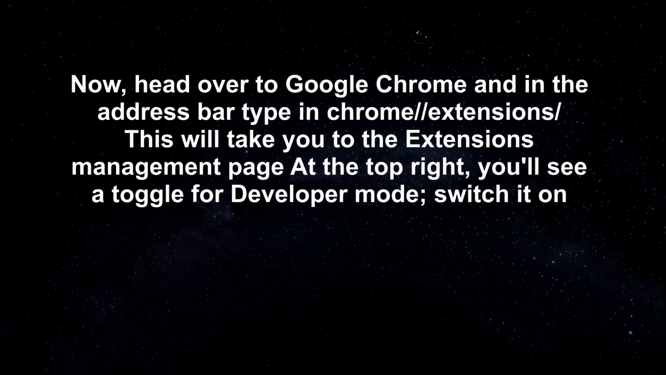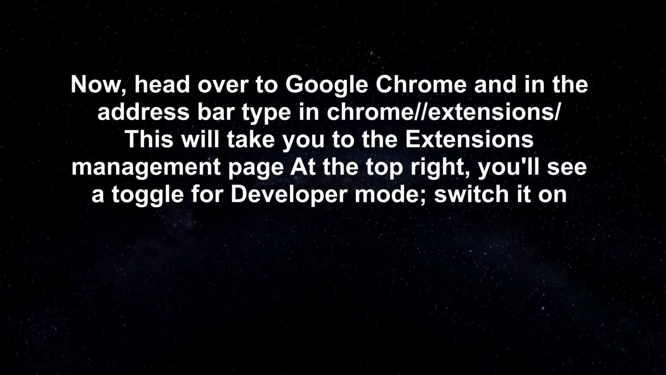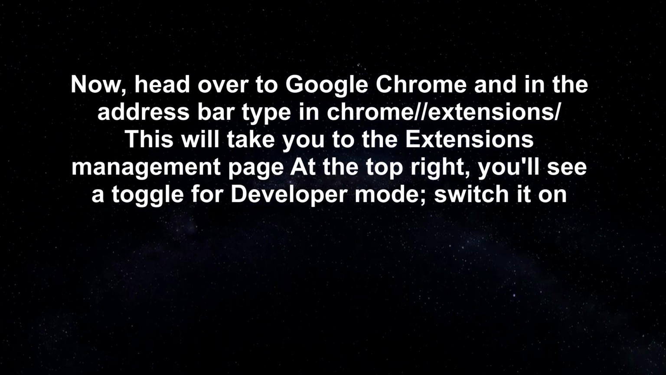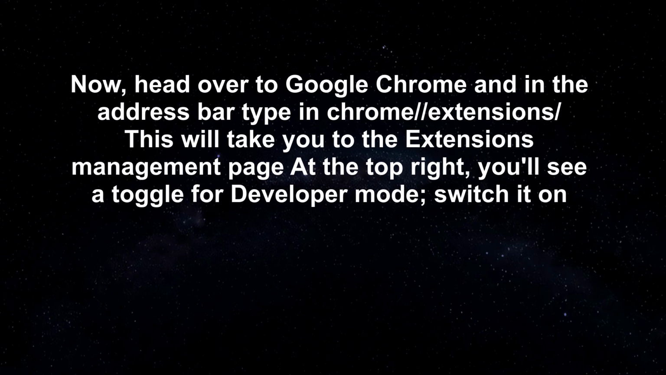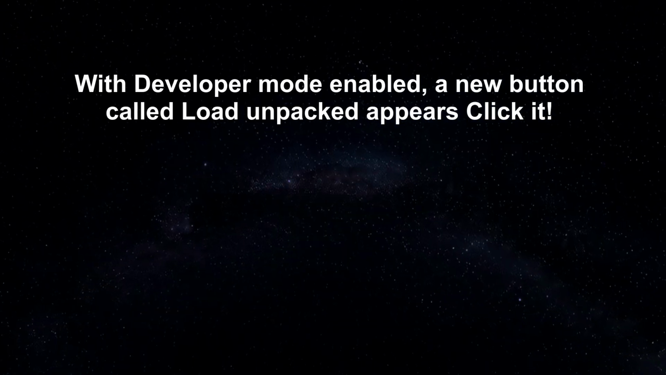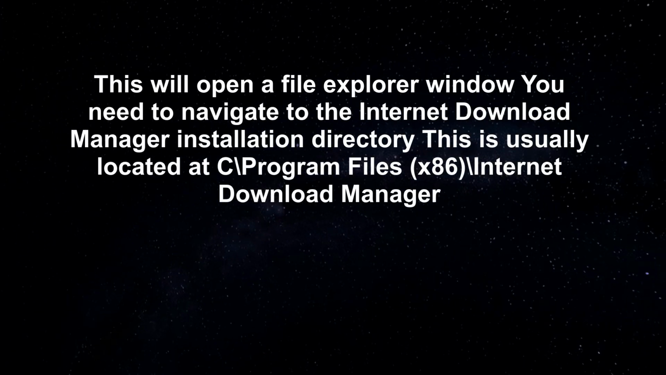Now head over to Google Chrome and in the address bar type in chrome://extensions. This will take you to the Extensions Management page. At the top right, you'll see a toggle for Developer Mode. Switch it on. With Developer Mode enabled, a new button called Load Unpacked appears. Click it. This will open a File Explorer window.